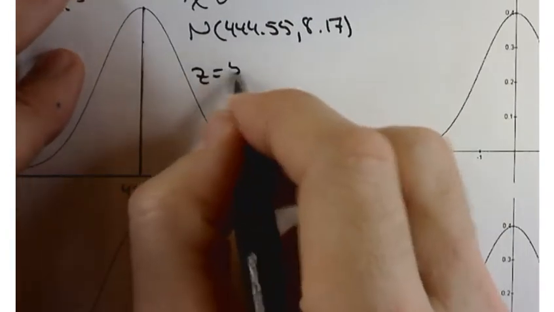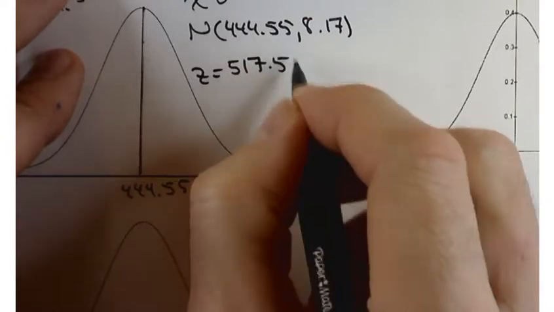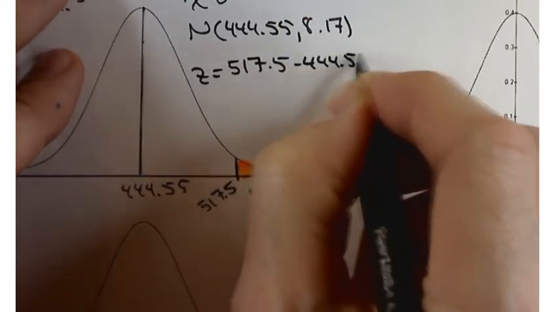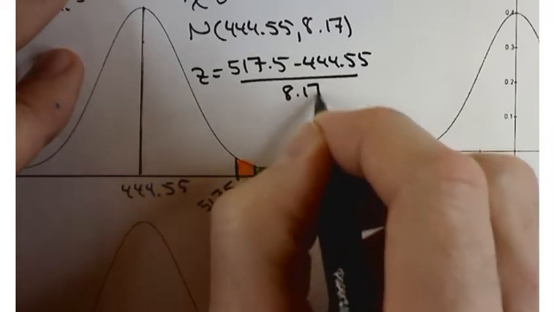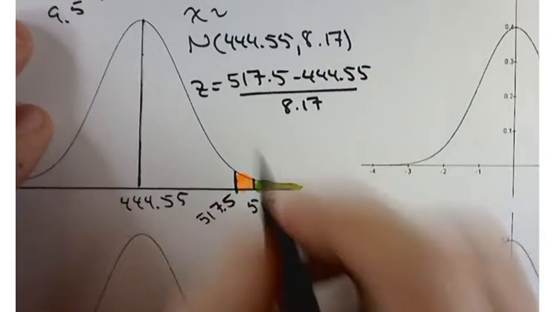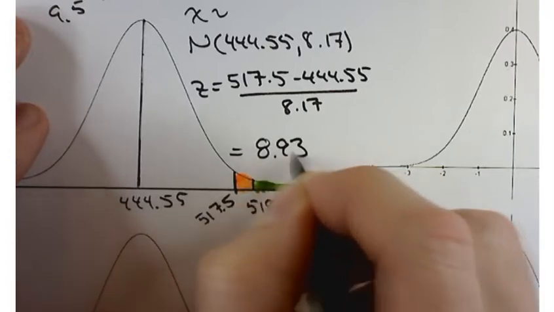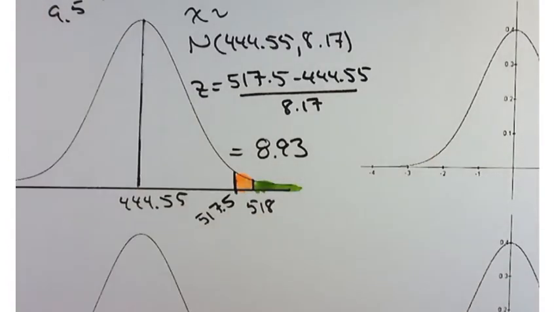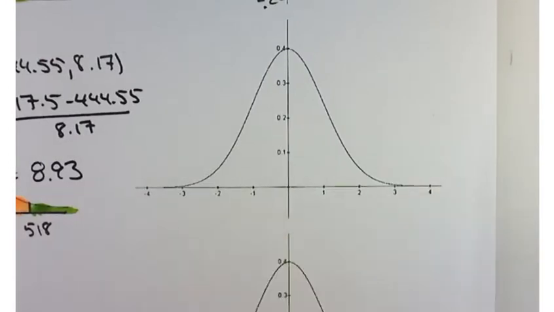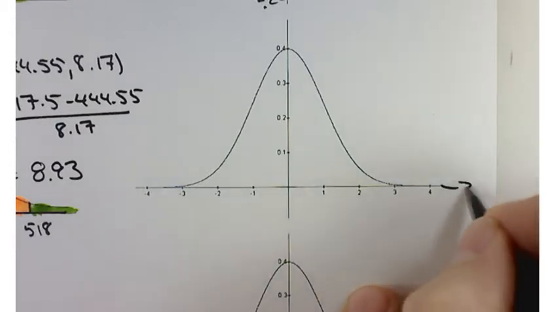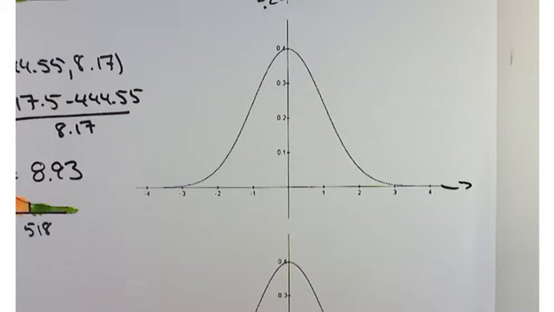517.5. That's the number that we need to use to calculate our z-score. Z equals 517.5 minus 444.55 divided by 8.17. All right, 8.93. I'm not really going to worry about exactly how that was rounded because it's way off the charts. It's like way out here. So looking at this, I'd have to go across the hallway to draw this, okay? Yeah. So that probability, if you look it up, the area to the right of that on the normal curve is going to be vanishingly small. It's going to be next to nothing.